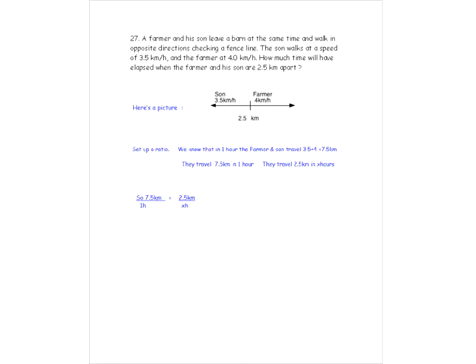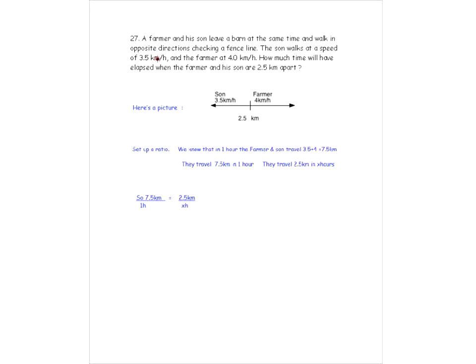So this next question, it says, a farmer and his son leave a barn at the same time and walk in the opposite direction, checking a fence line. The son walks at a speed of 3.5 kilometers an hour, the farmer at 4 kilometers an hour. How much time will have elapsed when the farmer and his son are 2.5 kilometers apart? Again, if you can ever draw a diagram, it helps to draw one, right? So here's the one that I drew. They're going in opposite directions. The son's going this speed, this way, farmer's going this way, and we're asking how much time when they get 2.5 kilometers apart.